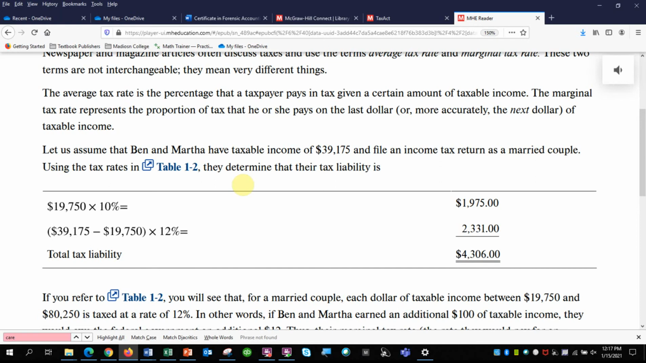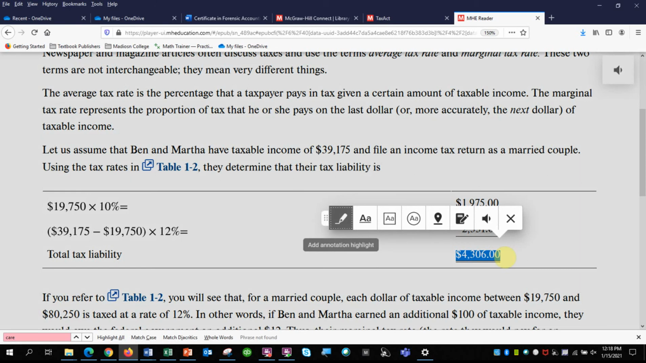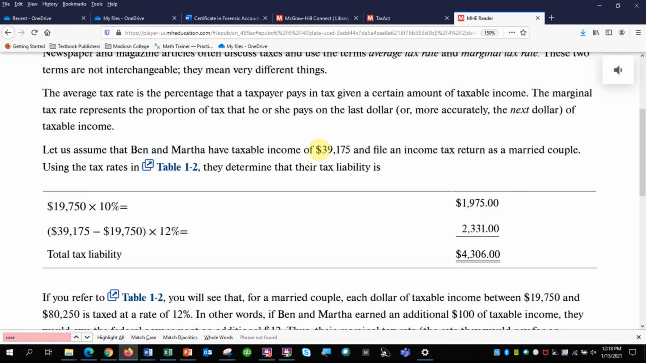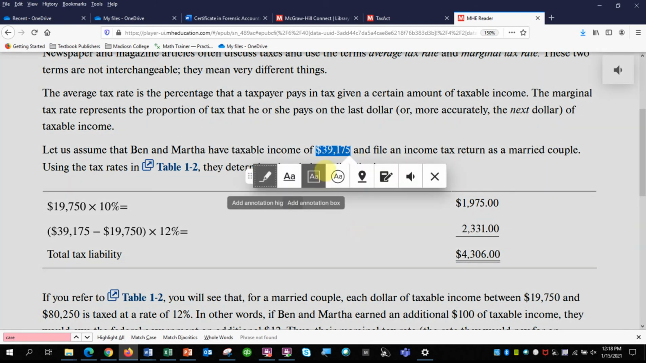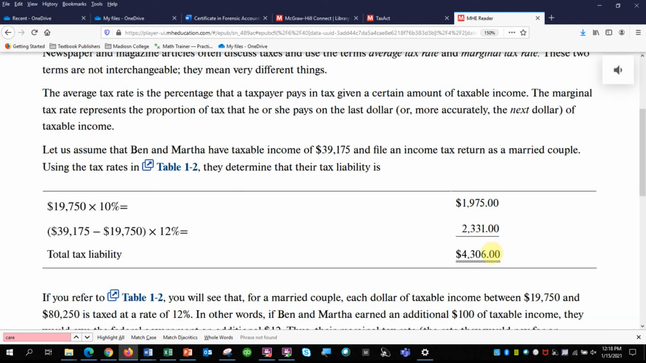If you had 10.99 or about 11%, you'd be correct. Their average tax rate is about 11%, which is $4,360 divided by their taxable income of $39,175. All right, so that's their average tax rate. And this calculation is repeated when we're using marginal tax rates.